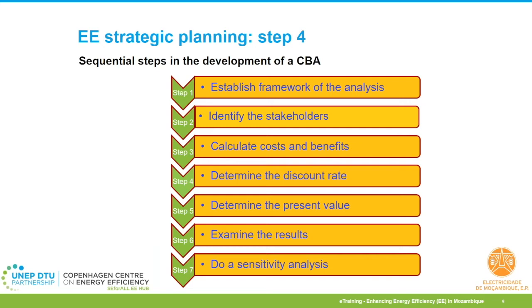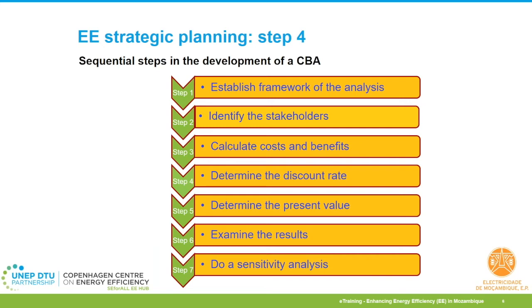The third step, calculate costs and benefits, across the expected lifespan of the project or program that you have identified. Fourth step, determine the discount rate. This will express the amount of interest as a percentage of the balance at the end of a given period. So you can see afterward how the results could be affected by using, for instance, different discount rates, which is normally the case.